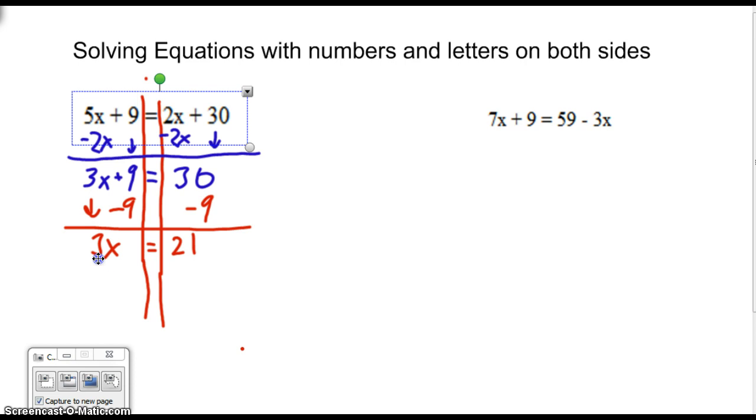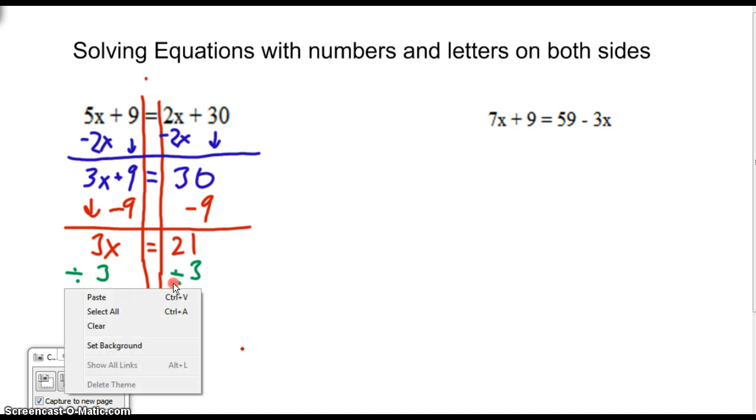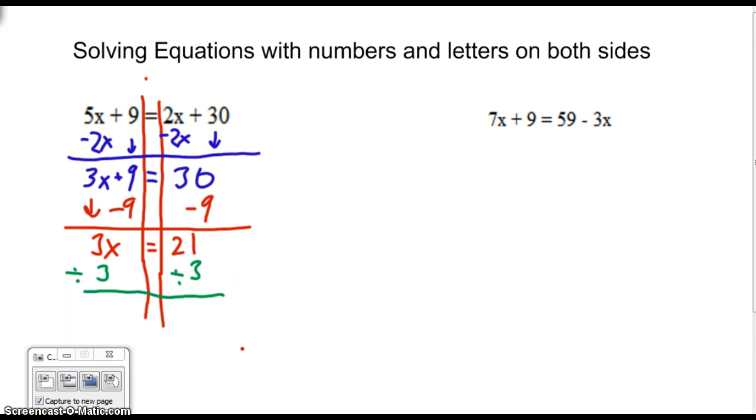And my last step is to get the x by itself. And 3x means 3 times x. So there's 3 x's. 3 x's equals 21. So then I need to divide by 3. Divide by 3 both sides. 3x divided by 3 is x. And 21 divided by 3 is 7. So that's how I do that first one.